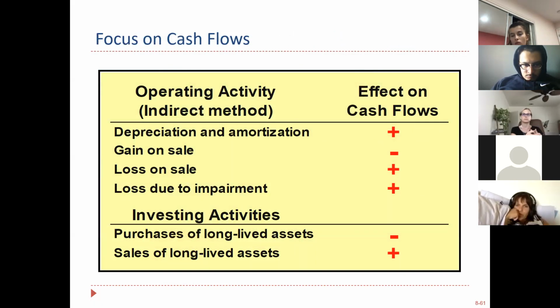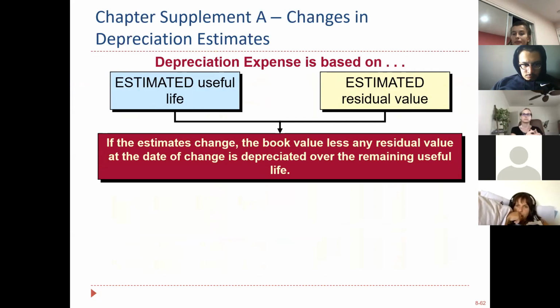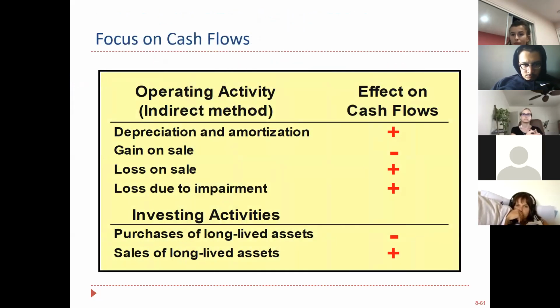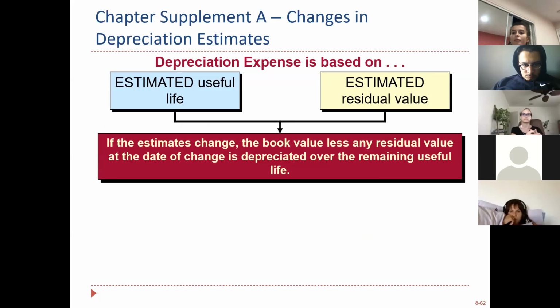Focus on cash flows. I'm not sure I want to look at this here. Let's just look at this briefly. This will help us going forward. What's the effect on cash flows? Depreciation and amortization have a good effect on cash flows, right? Those are expenses that don't cost us any cash, and yet we don't have to pay tax on it. Gains, losses, okay. Now here I am going to get into the supplement. This is one chapter where we do want to get into the supplement a little bit.